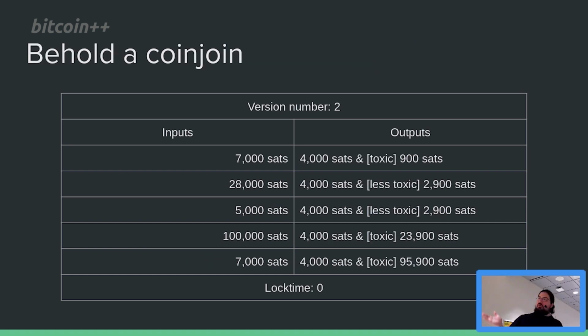But what we want to do is make equal amount outputs. So in this case, I've made all of them 4,000 sats. Everybody's sending 4,000 sats to themselves probably, or to someone. And then only the change is able to be easily mapped to whoever sent it.